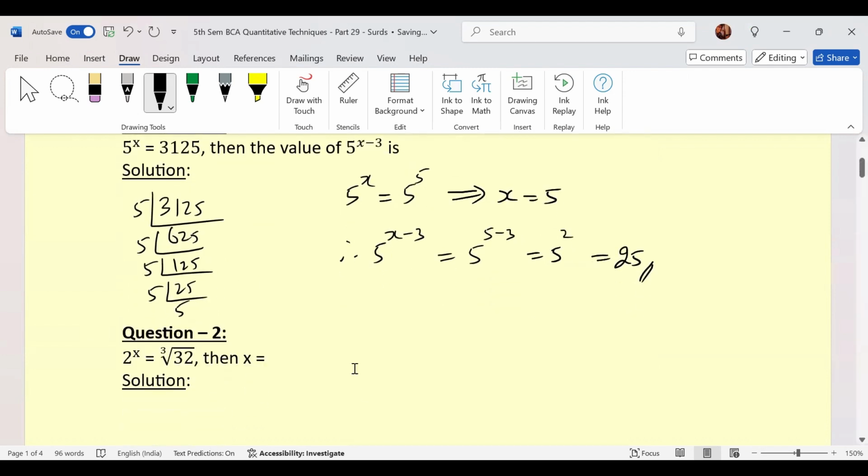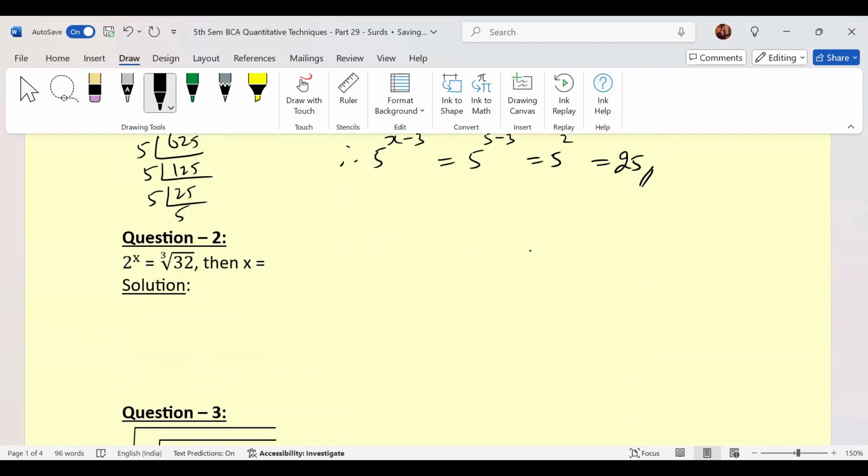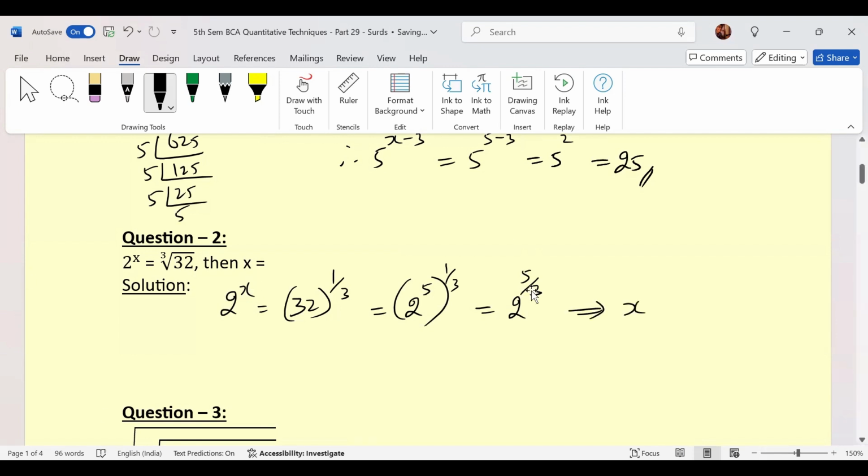Question 2. 2 to the power of x is equal to cube root of 32. Then what is x? So we can rewrite this as 2 power x equal to 32 to the power of 1 by 3. Now 32 can be written as 2 power 5, to the power of 1 by 3. That can be written as 2 to the power of 5 by 3, which means here base 2 is common, so x is nothing but 5 by 3. That will be the solution for this. Let us move on to the next.